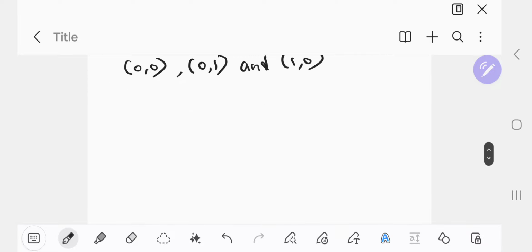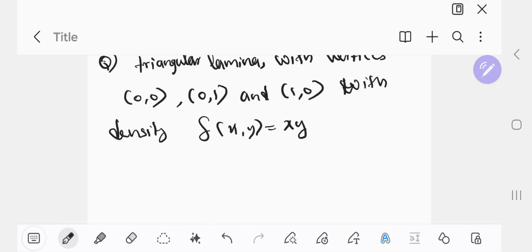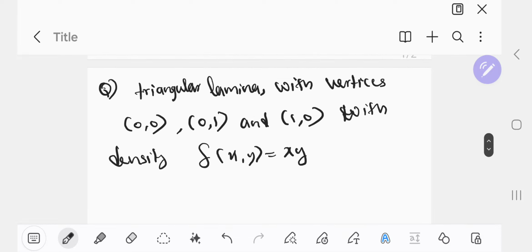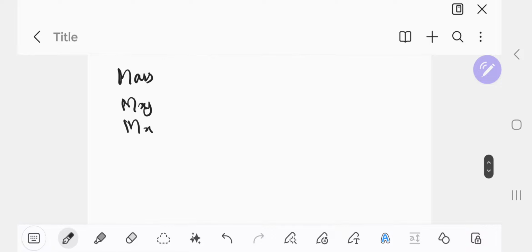So there is a triangular lamina with density delta of xy equal to x into y. Then we want to find center of gravity of that lamina. So first we'll find mass, then Mx, My. Using that formula we can find x bar.